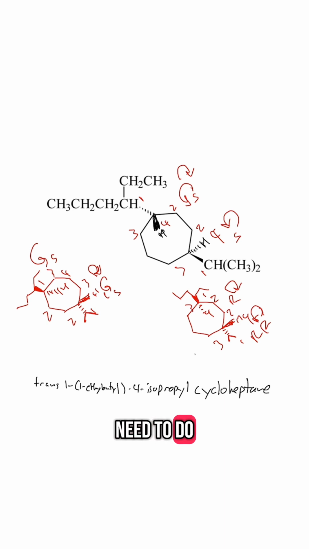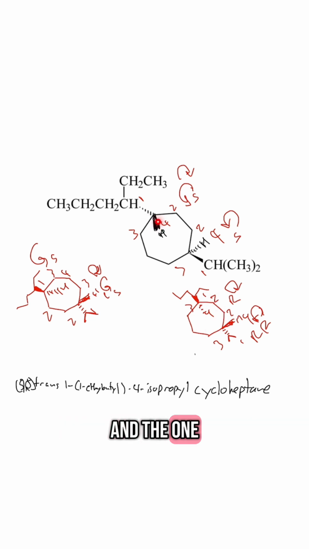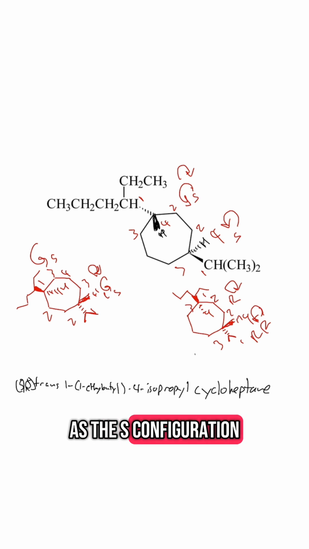So what we need to do is add this to the front of our name. So this would be SS. Sometimes you'll see it in parentheses. It'd be like that. Because while this is trans 1,1-ethylbutyl 4-isopropyl cycloheptane, so is this. And the one we have here is explicitly drawn as the S configuration. So thanks again for the catch in the comments. And remember, always watch stereochemistry.